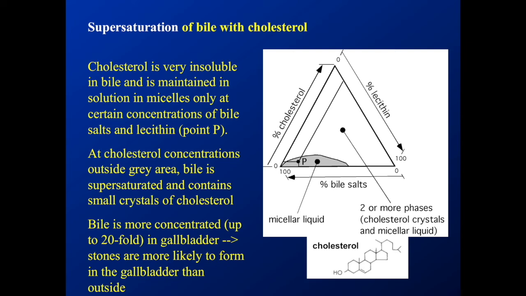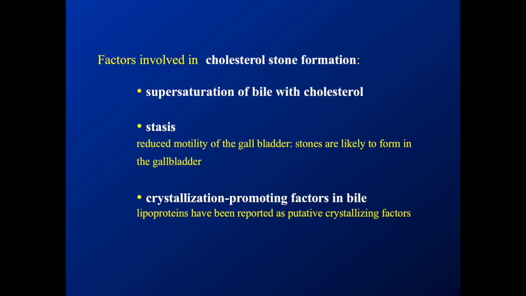Obviously, bile is concentrated up to 20-fold in the gallbladder, and so you're more likely to get stone formation in there as the cholesterol concentration rises to a point where crystallization occurs. This just reiterates some of the points we've talked about. Supersaturation of bile cholesterol was the previous figure. Stasis, reduced motility of the gallbladder, makes stone formation more likely. And then there are some factors in the bile, lipoproteins, that have been reported as putative crystallization factors, enhancing stone formation.